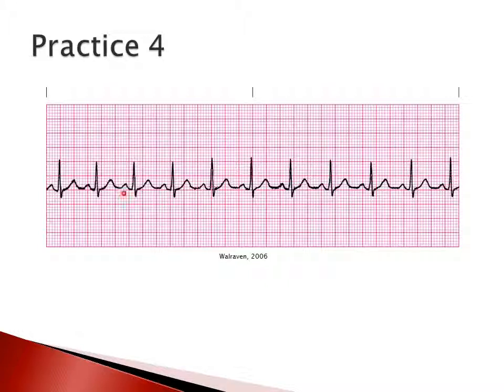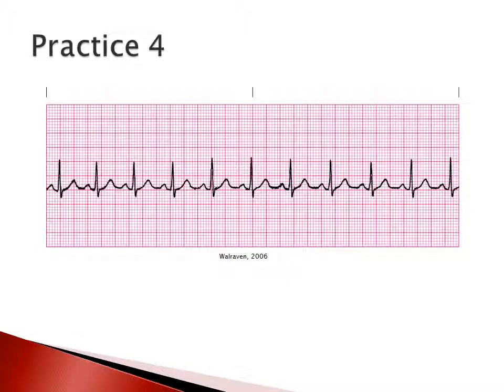Measuring our PR interval, you can see that this takes up 3.5 small boxes, making it 0.14 seconds. And our QRS complex measures 1.5 boxes, or 0.06 seconds. All of the T waves are present all the way across the strip. There's no peaks or inversions. And lastly, the QT interval measures 0.34 seconds.